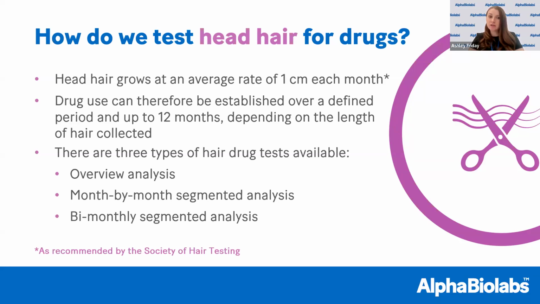So for drug testing in head hair, we're going to have a look at 3 main types of options. We can do an overview analysis, a month-by-month segmented analysis, or a bi-monthly segmented analysis. And I'll keep referring back to this, but whichever one you go for will completely depend on what you're trying to prove. They all fit different types of situations very well. They don't necessarily work in other types of situations. So it's purely about what you're trying to establish from these results as to which would be the most beneficial.